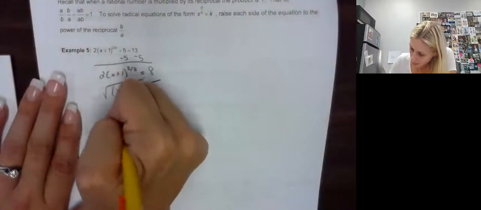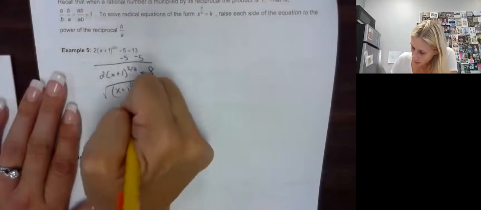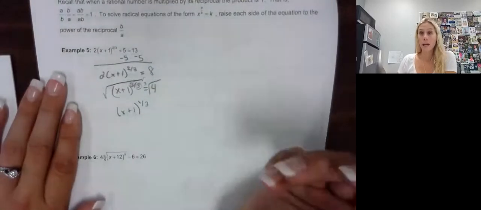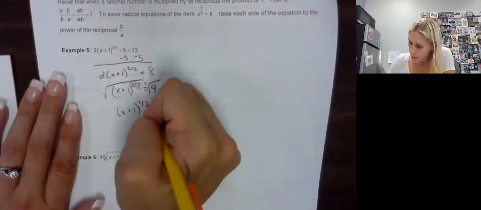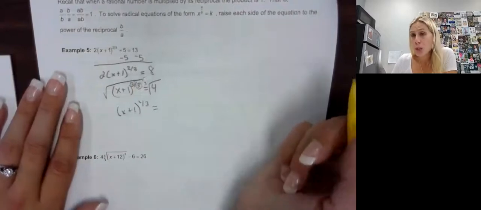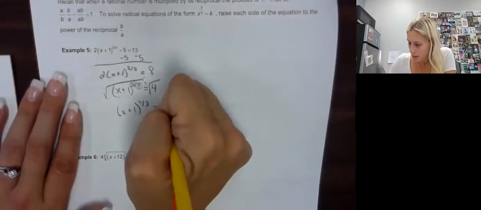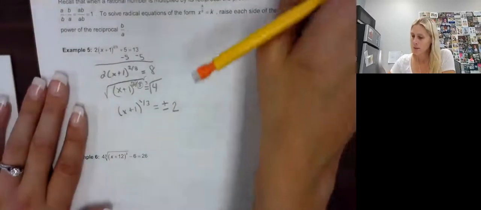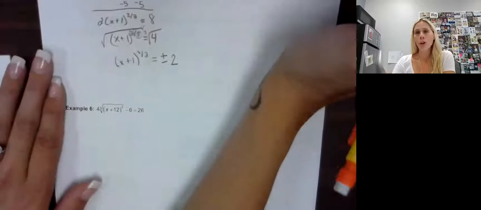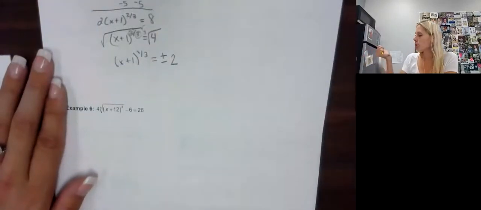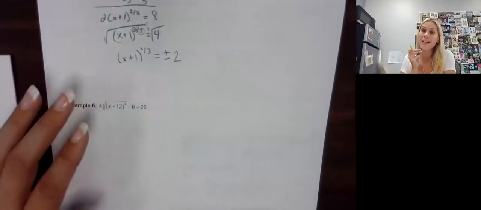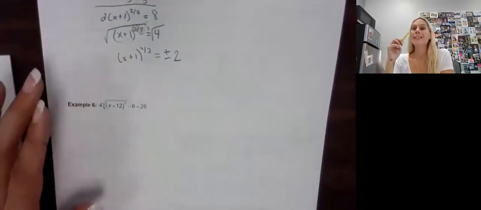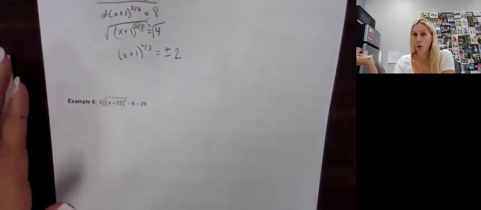That leaves us on the left side with x plus 1 to the 1/3, because I got rid of the square. Now, when I took the square root of 4, I actually get plus or minus 2 because it's an even root. So if I was taking the 4th root or the 6th root, it would be a plus or minus. That is because in this case, 2 times 2 is 4, and so is -2 times -2 is 4.